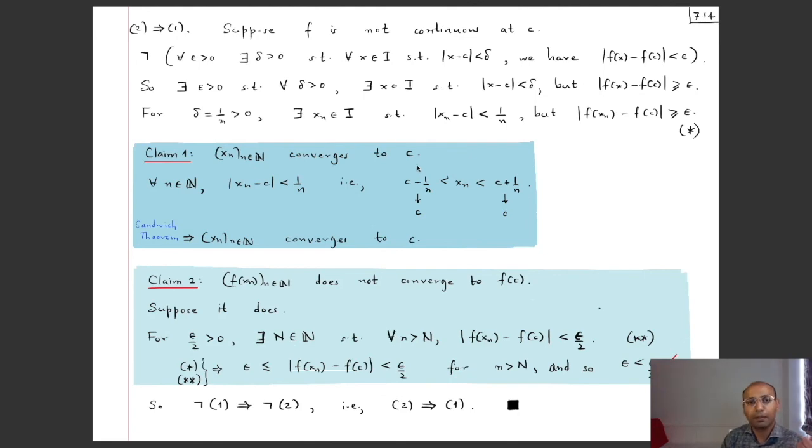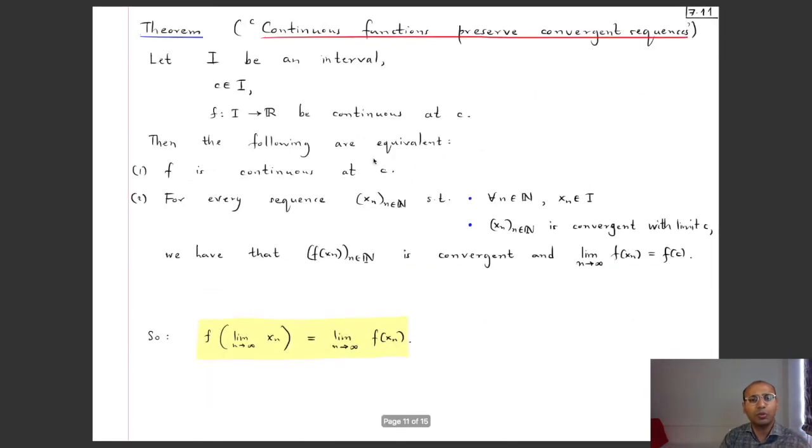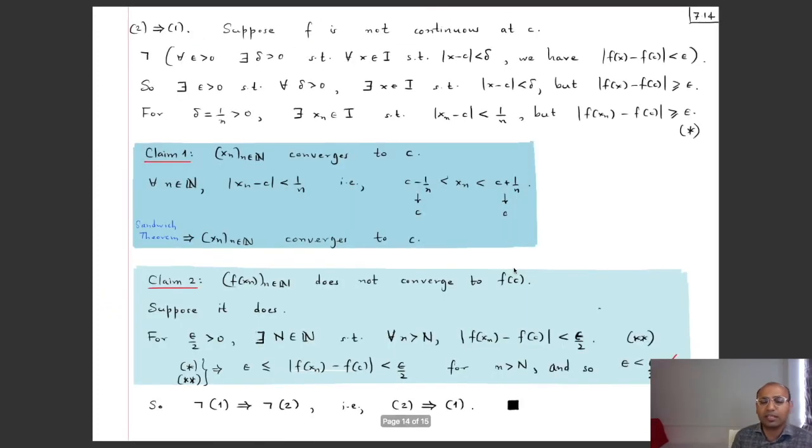Okay. So what was the task to show? We wanted to show that this second statement does not hold. So I have produced a sequence xn such that xn converges to c, but now I'll show that f of xn does not converge to f of c. That will show that the second statement does not hold.